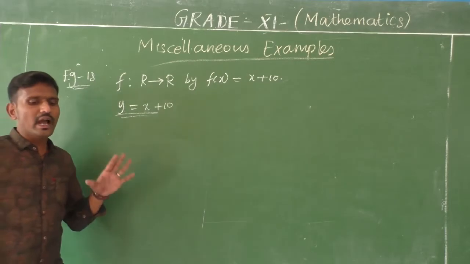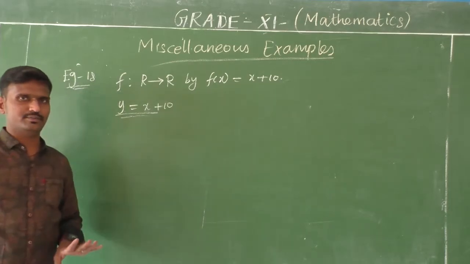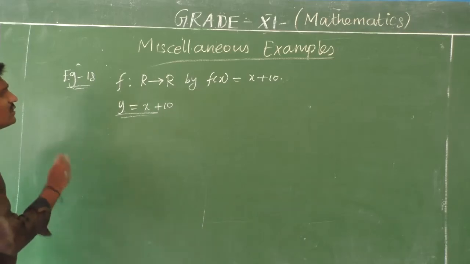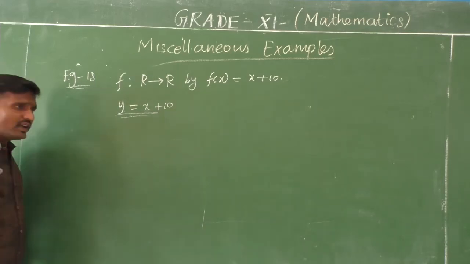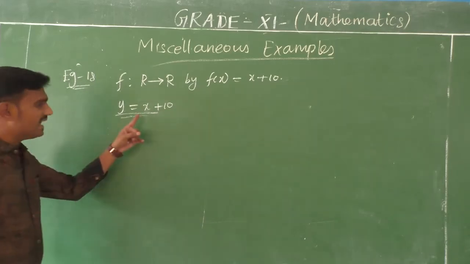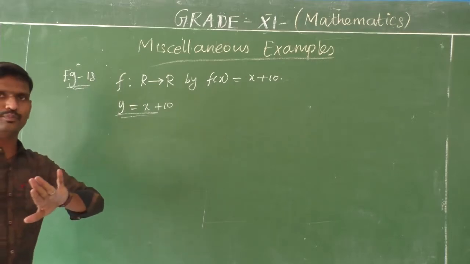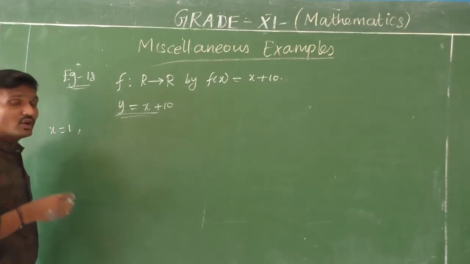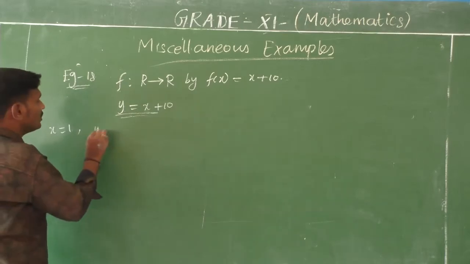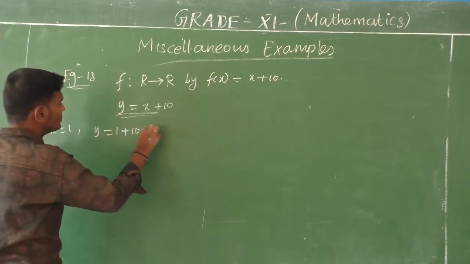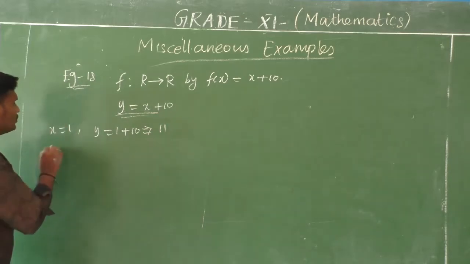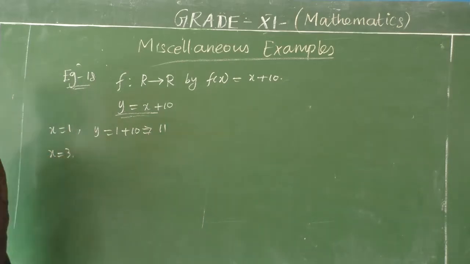Now we have to find whether this is a function or not, and then draw the graph of the function. So this is a function only. Why? Because for every value you substitute for x, you get a value of y. For example, I am giving x equal to 1. What is the value of y? So y equal to 1 plus 10, which is equal to 11. Or x equal to 2 or 3, whatever values you give, it is not a problem.